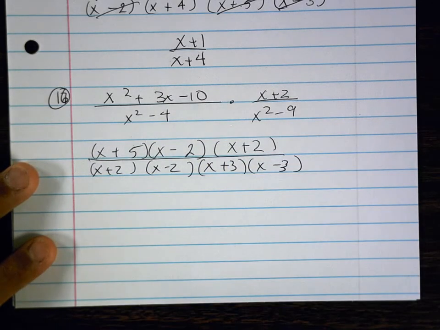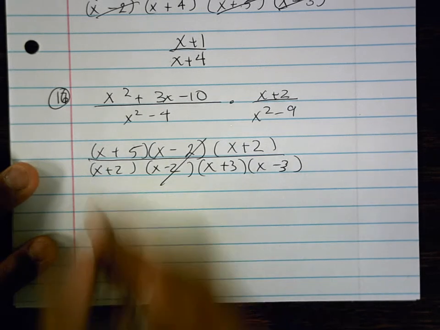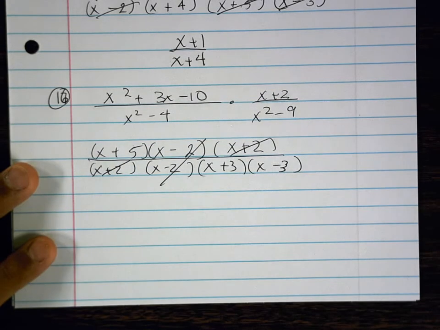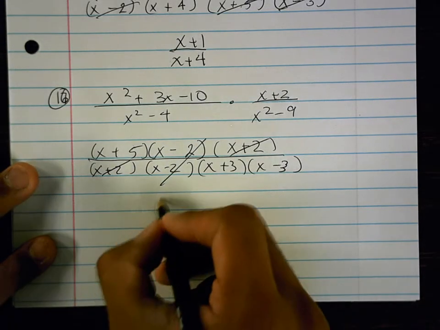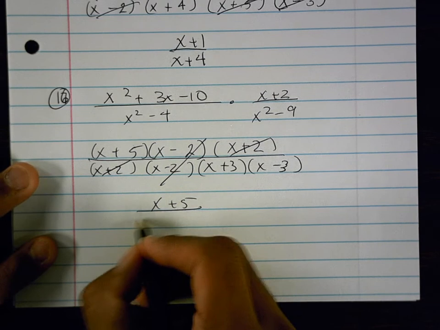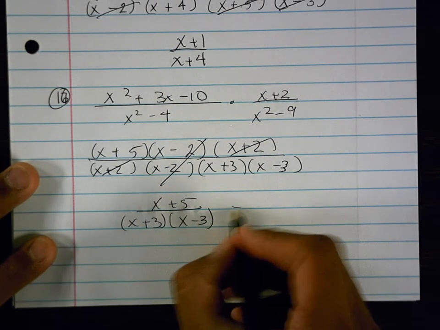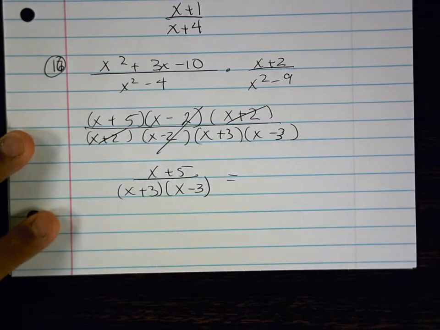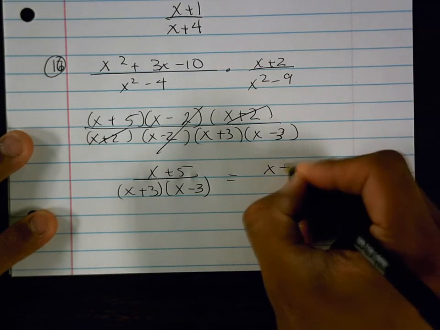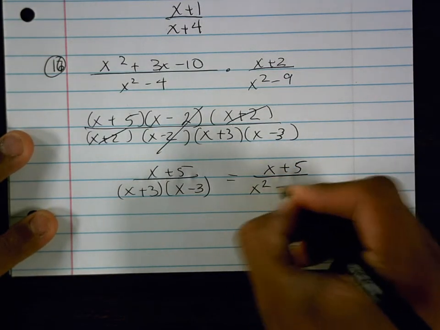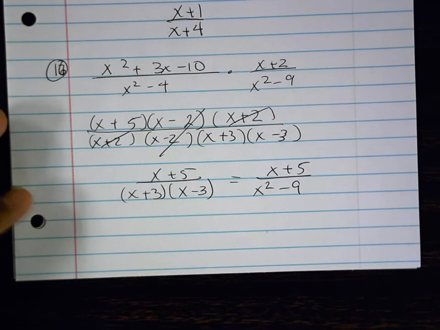And let's see what we can cross off. We got the x minus 2s, the x plus 1s. That's it. So we're basically left with x plus 5 all over x plus 3, x minus 3. And you've got to watch out, because the answer, if it's multiple choice, may also be this. They may go ahead and put those back together through foiling.